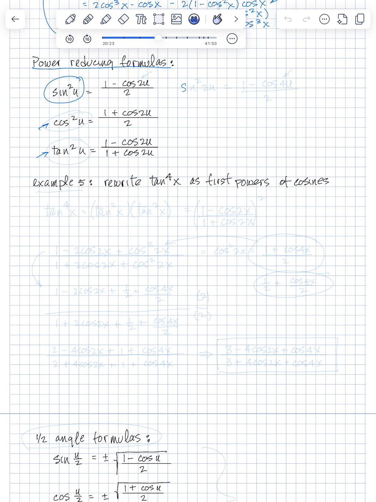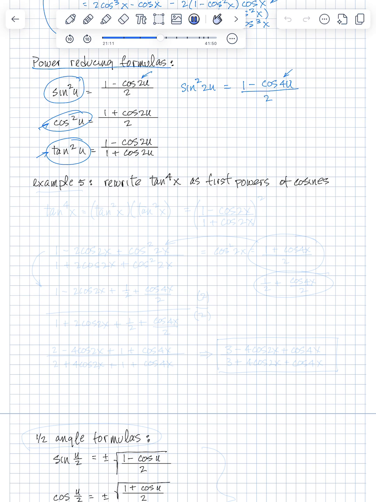Now, one thing to note, let's go back to look at the sine squared u. What if we had a sine squared 2u? Well, that's going to be equal to 1 minus, instead of cosine 2u, it's going to be cosine 4u. And still over 2. So that's how you can do a power reducing formula for a double angle. You just double this angle here, the cosine 2u becomes a cosine 4u. And the same with the cosine squared u and the tangent squared u. It worked the same way.